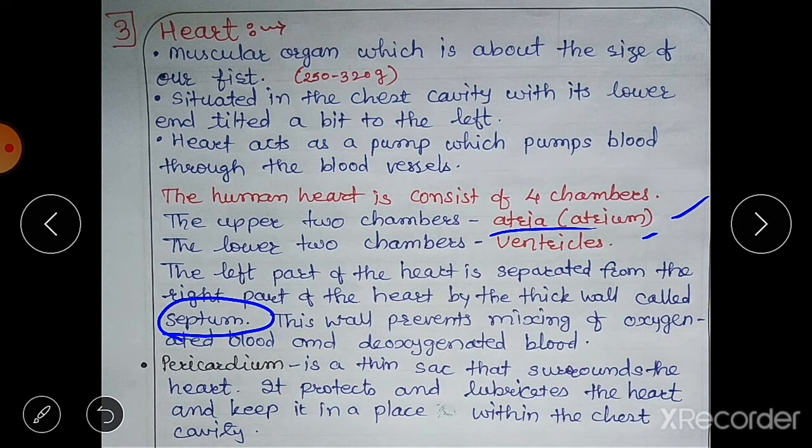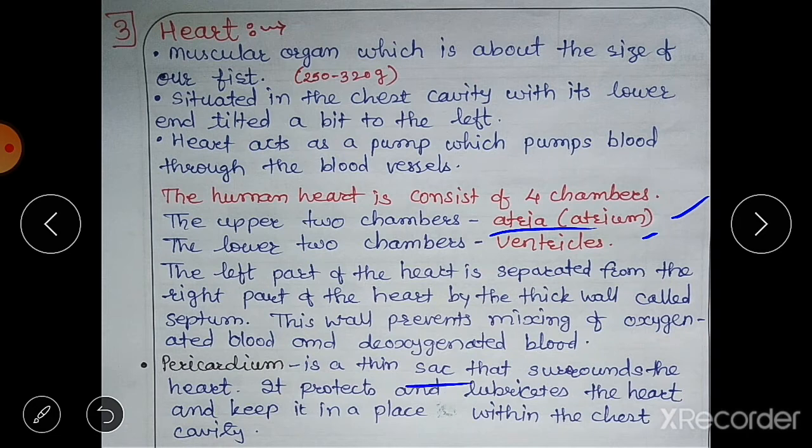And what is the function of this septum? This septum, or wall, prevents the mixing of oxygenated blood and deoxygenated blood, because we know that the right side of the heart contains deoxygenated blood, and the left side of the heart contains oxygenated blood. To prevent the mixing of these two bloods, this septum is there.